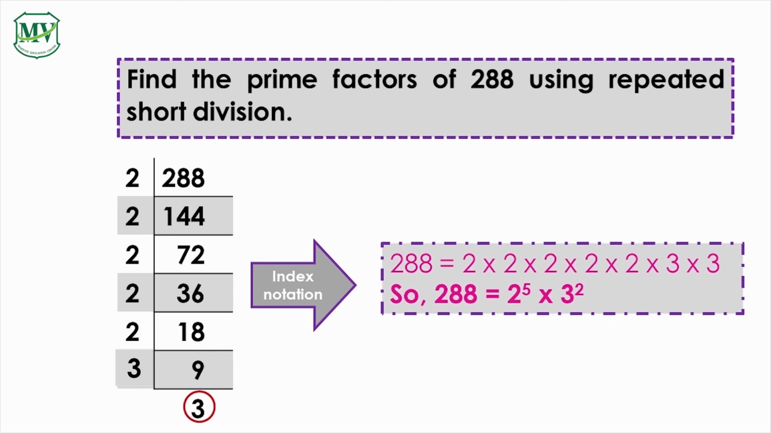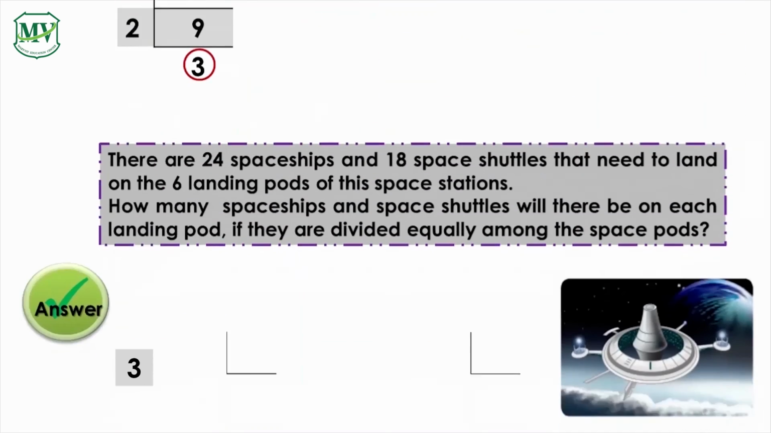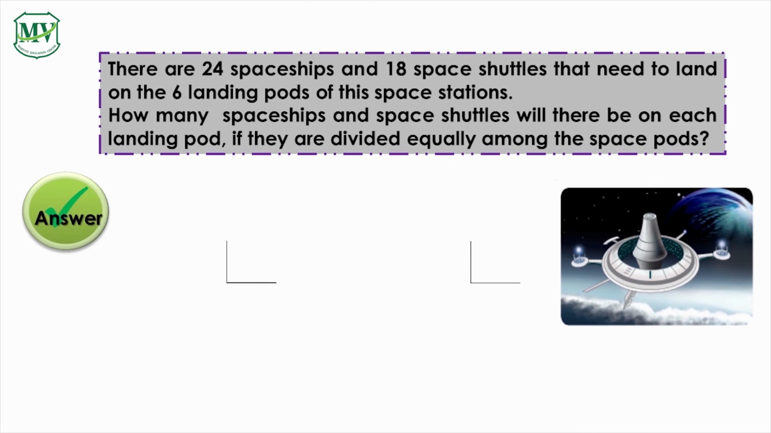Which method do you find easier to find prime factors of numbers? Is it factor tree method or repeated short division method? Now that we already know how to find the prime factors of numbers, let us answer the previous question.